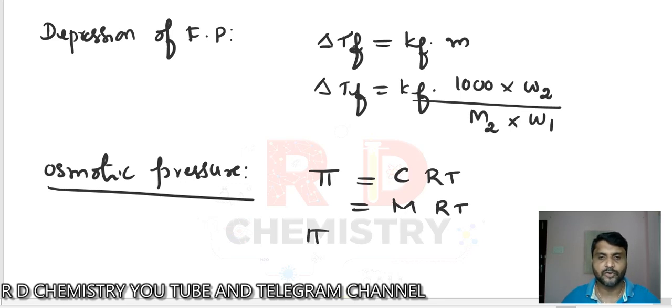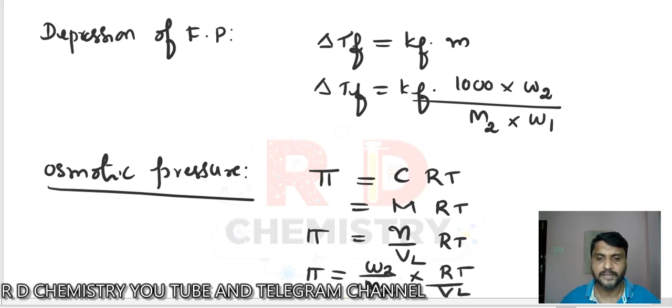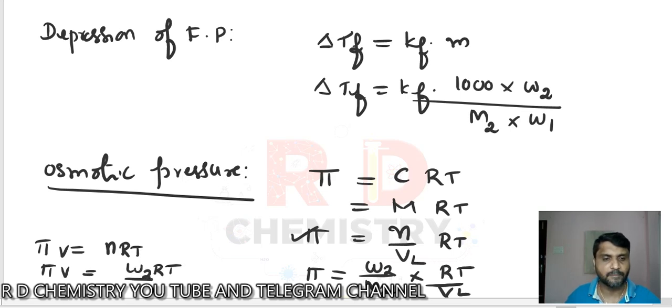So pi is equal to molarity, that is the number of moles of the solute divided by volume in liters, into R into T. Or I can write pi is equal to the number of moles of the solute, W2 divided by M2, into RT divided by the volume in liters. Or pi V is equal to nRT, or pi V is equal to W2RT divided by the molar mass M2. You can calculate the unknown molar mass of the solute given. Okay, right?